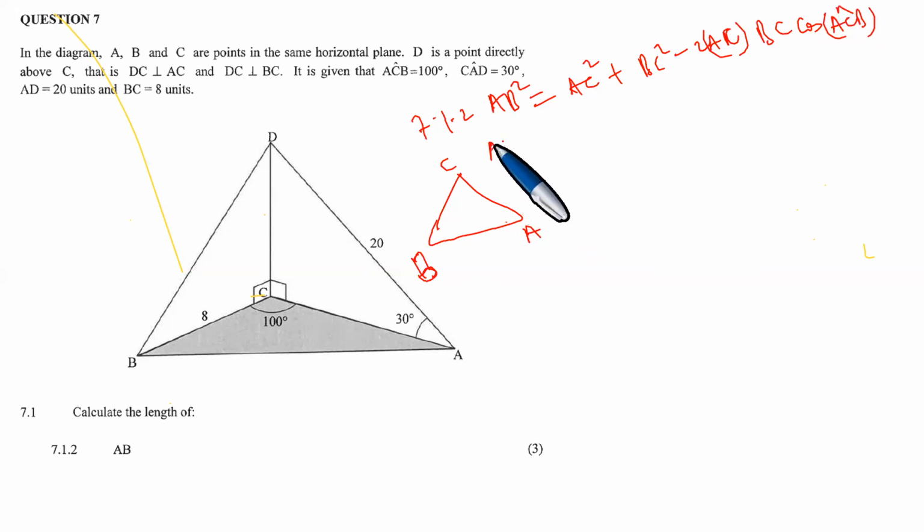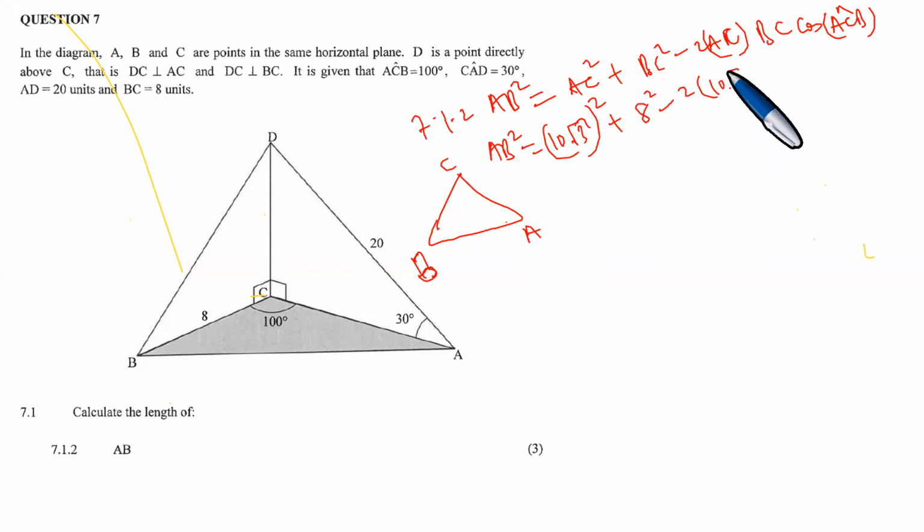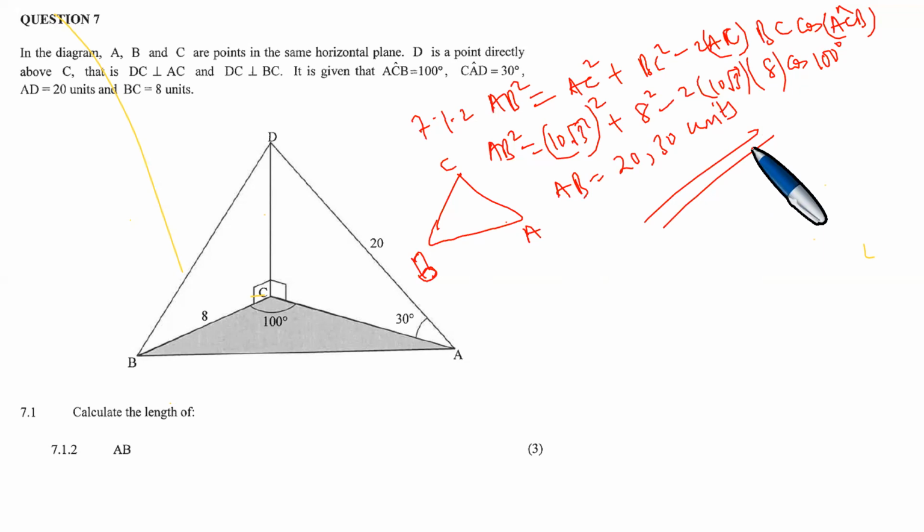So which means that we have AB squared. What is AC? We got it from the previous question. AC is 10 square root of 3. What is BC? So what is this one here? So what is AB? Which is 20,30 units. So AB is 20,30 units.